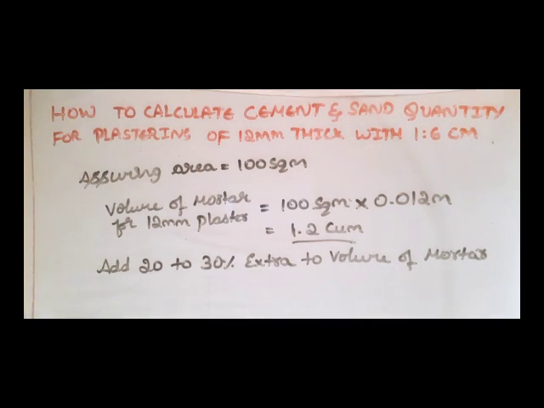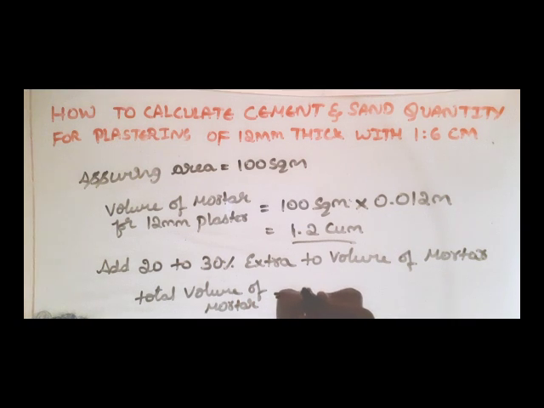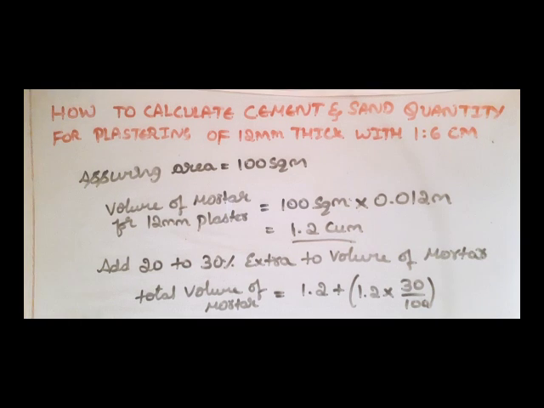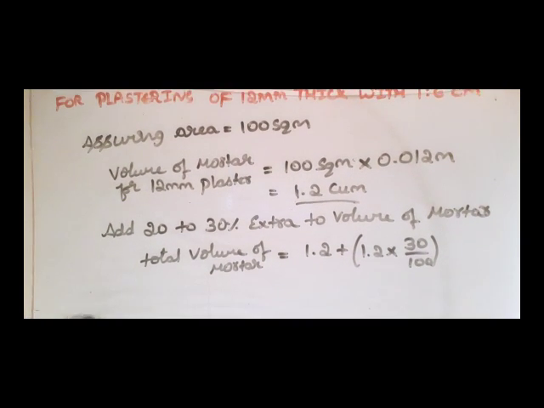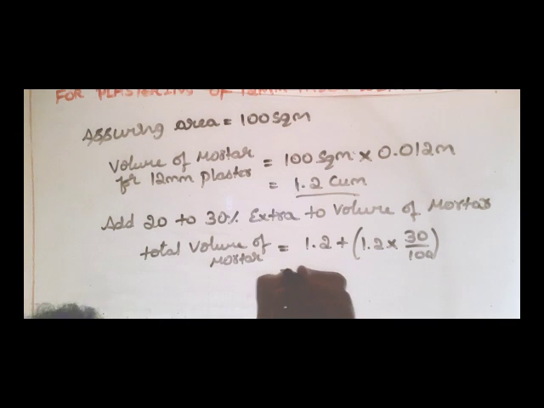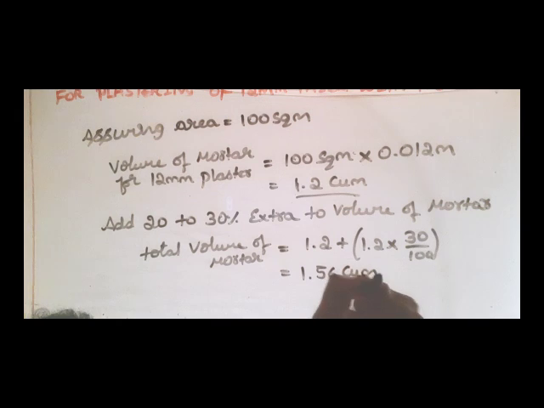So now I am going to get the total volume. Therefore total volume of mortar is equal to 1.2 plus 1.2 into 30 divided by 100, taking 30% here. If I calculate this value, it is around 1.56 cubic meter. So this is your total quantity of mortar required.